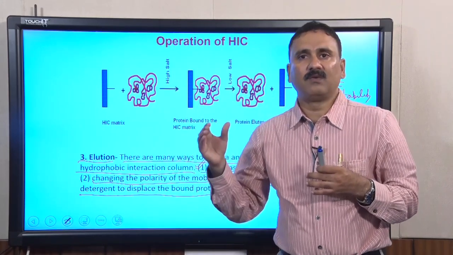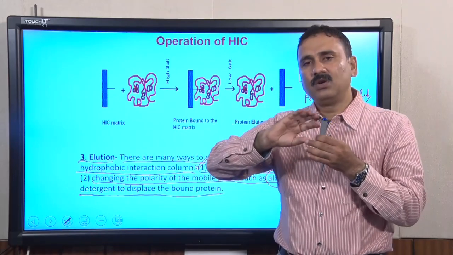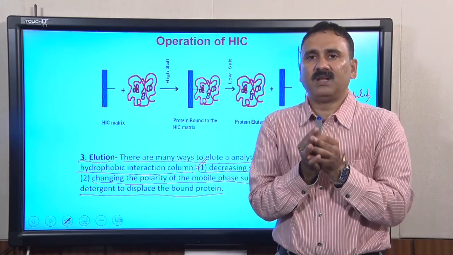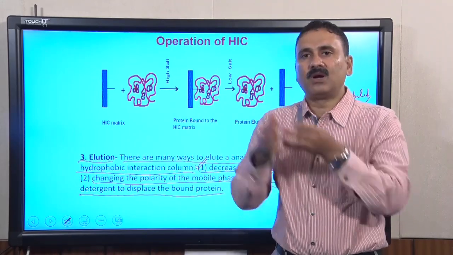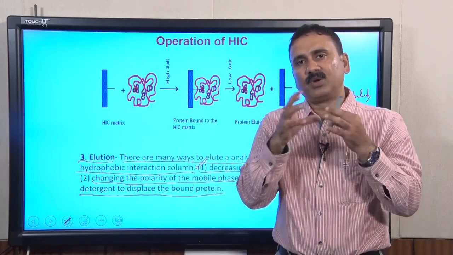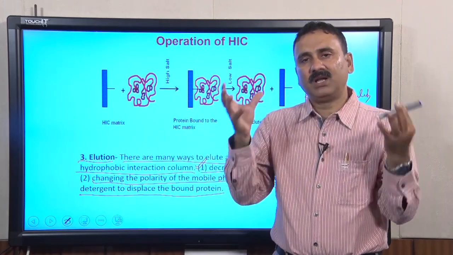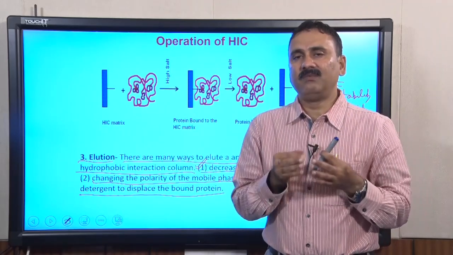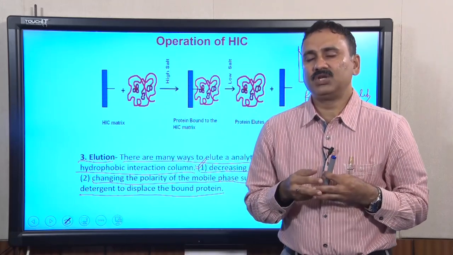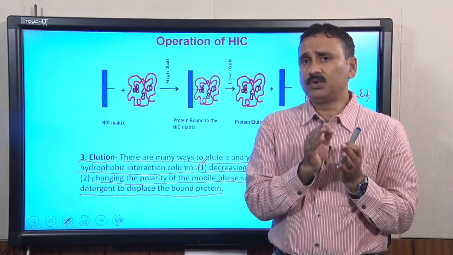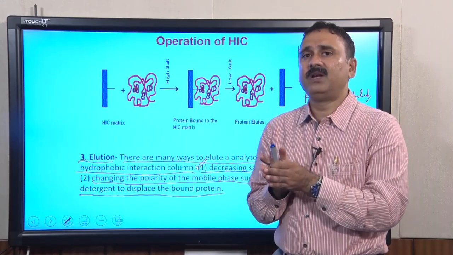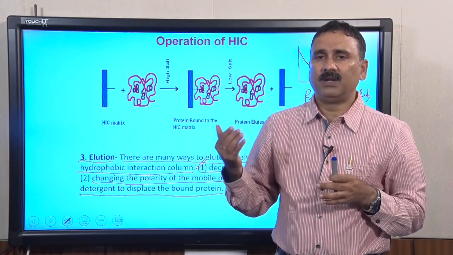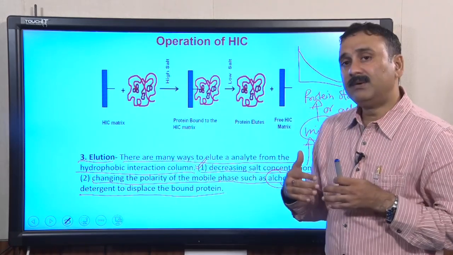Because once you put the hydrophobic solvents, you are actually going to destroy the structure of the protein, because the hydrophobic core which is present in the center of the protein will try to come out from the protein, and in that process the three-dimensional arrangement of the protein is going to be completely altered. So that's why it is advisable, before you start an HIC application or HIC operation, that you briefly test the affinity of a protein in a smaller volume, so that you will know that the protein is going to be eluted from the beads.